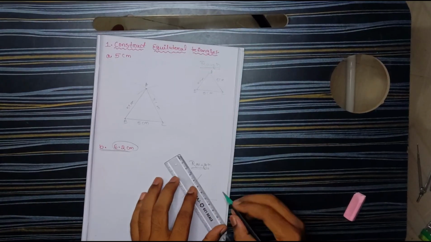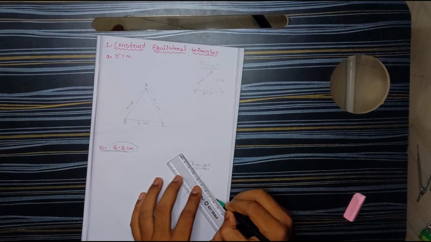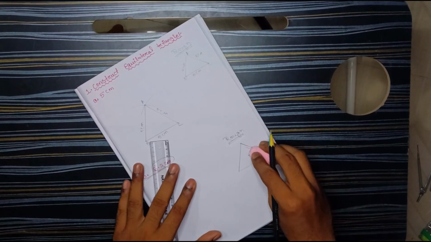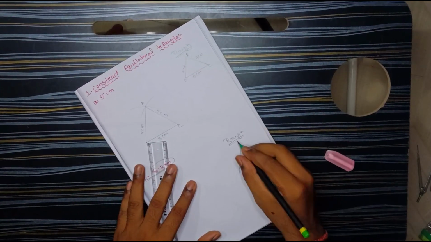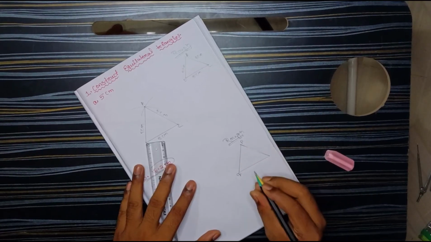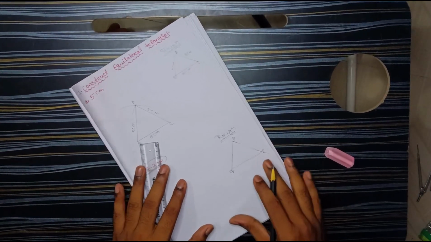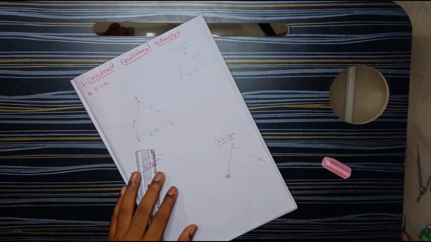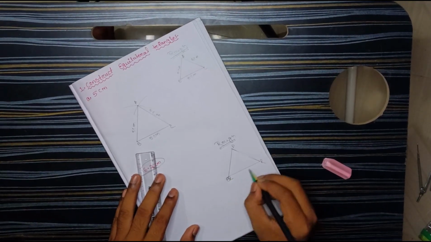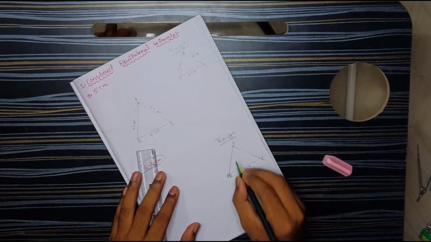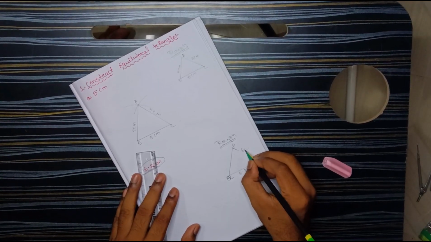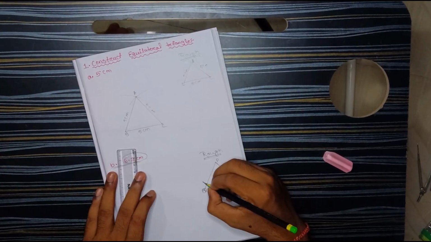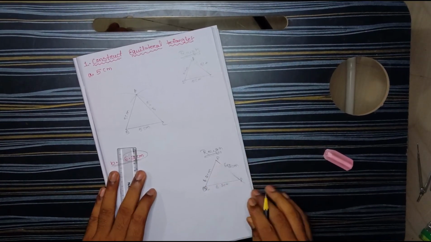Yes, so first we have to draw the rough one. So the rough one is 6.2 centimeter. And here the triangle name I have taken is PQR. Okay, PQR. The triangle name is what? PQR. Then QR should be 6.2 centimeter, PQ should be 6.2 centimeter, and QP is also here should be 6.2 centimeter.